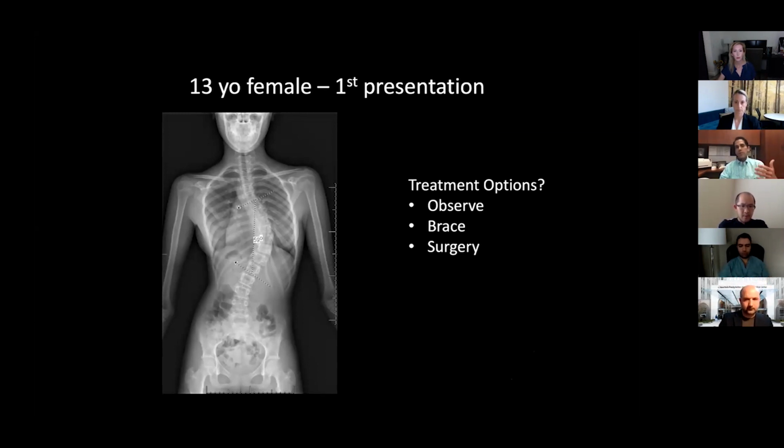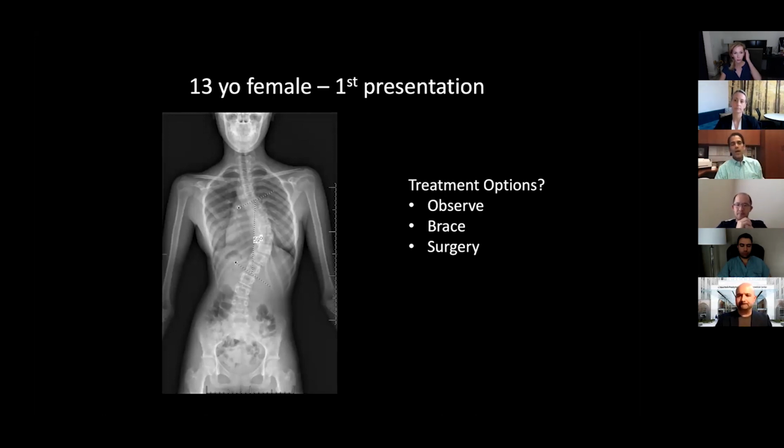So just based on what we discussed, would you think that this curve can be observed, should be braced, or we should immediately proceed to surgery? Go ahead and put your responses in the chat box, and we'll see what the majority has to say. And while they do that, Suken, quick question: what's her skeletal maturity again?